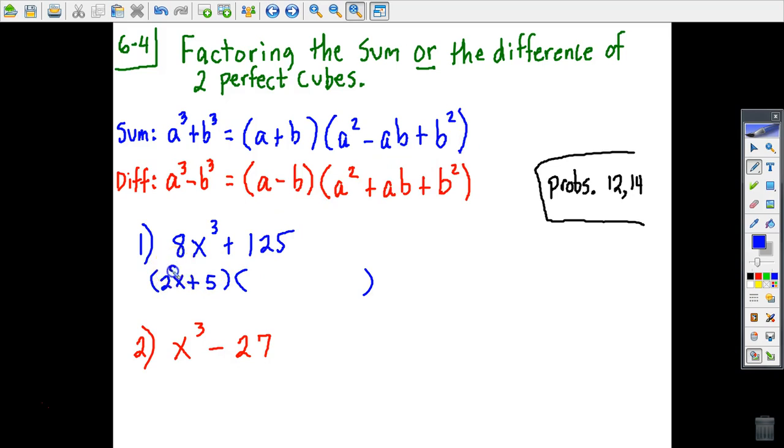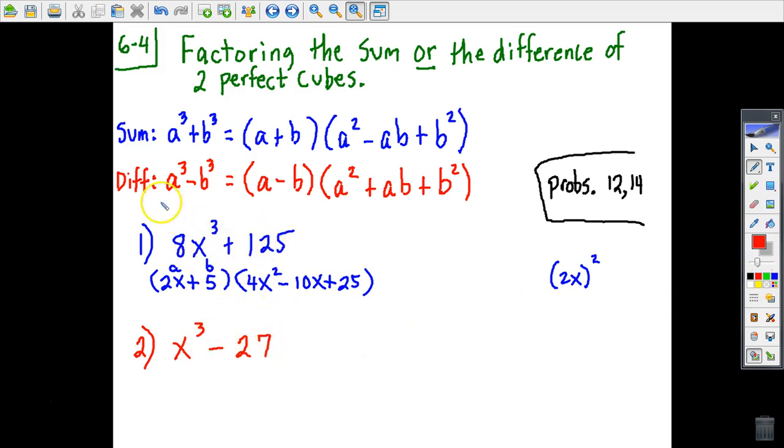The 2x in this problem will be the A, and the 5 will represent the B. So inside this parentheses for the trinomial, I'm going to do A squared, and you really need to think about this. A is 2x, and if I square that, I get 4x squared. Okay? Notice the next sign is subtraction, and I'm going to subtract the product of A and B. 2x times 5 is 10x. Next sign is plus, and then this says to take the B term, which is 5, and square it, and I get 25. Okay, that's an example of how we would factor the sum of two cubes.